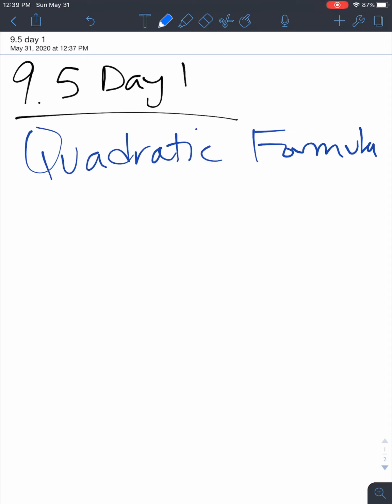So 9.5 is on something called the quadratic formula. All right, and we've been working with quadratics for a while now in trimester 3, right? And quadratics are always of the form ax squared plus bx plus c, right? That form might look a little different, but we're talking about standard form, because it could be in vertex form, intercept form, etc. But the key piece here is identifying A, B, and C.